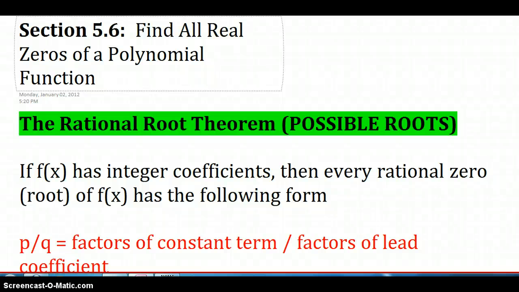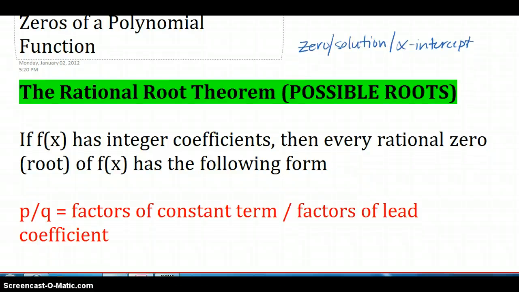Section 5.6, find all real zeros of a polynomial function. And when you hear the word zero, remember that solution and x-intercept are all interchangeable here. So that's what we're looking for when we're looking for the zeros of a polynomial.